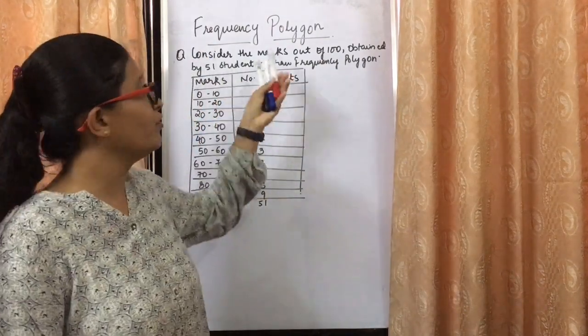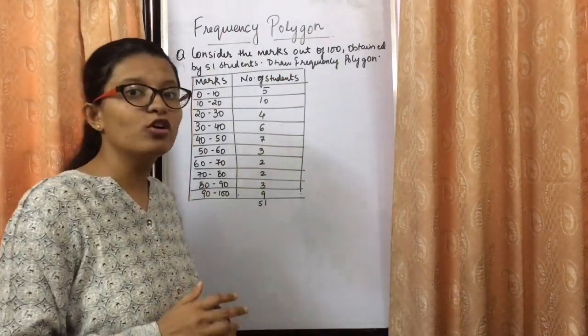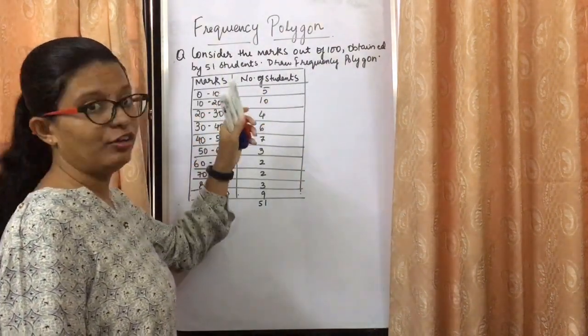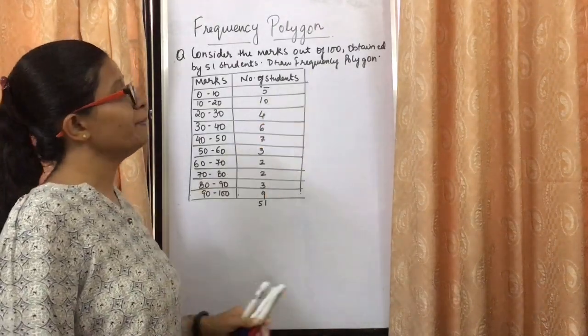So this is the one way how we can represent the given data. So this is the given data. So let's have a look at this question first. Consider the marks out of 100 obtained by 51 students. Draw frequency polygon. ऐसा बोला जाएगा. तो फ्रीक्वेंसी पॉलीगॉन बनाना है.